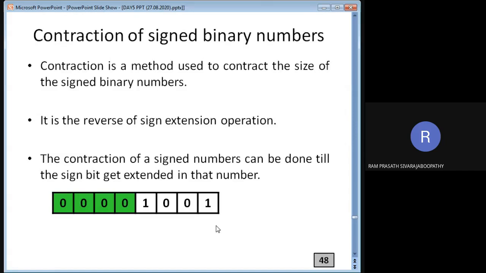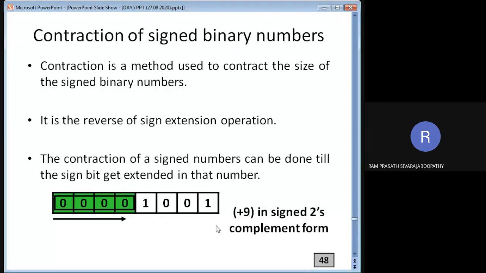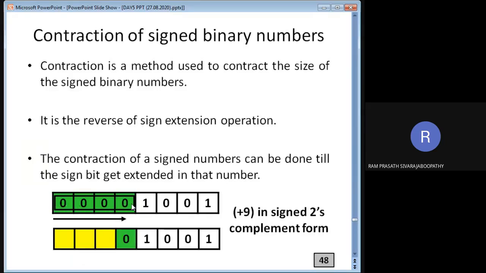Consider this example. I am having an 8-bit number plus 9. இருக்கு இல்லைங்களா? So இதை கான்ட்ராக்ட் பண்ணனும்னா என்ன பண்ணலாம்? The contraction of the signed number can be done till the sign bit gets extended in that number. என்னோட sign bit எது வரைக்கும் extend ஆகி உள்ள போயிட்டு இருக்கு அது வரைக்கும் நான் கான்ட்ராக்ட் பண்ணி இப்படி எழுதலாம். So now the number plus 9 represented in 8-bit form, என்ன ஆயிடுச்சு? எனக்கு 5 bitல represent பண்றோம். This is also plus 9 only. Is it clear? Negative number ஒரு எக்ஸாம்பிள் பார்க்கலாம்.